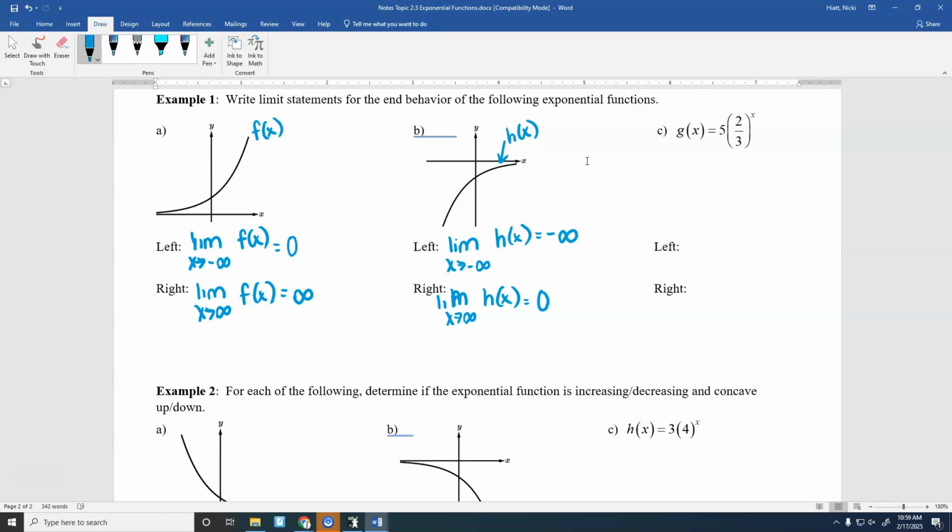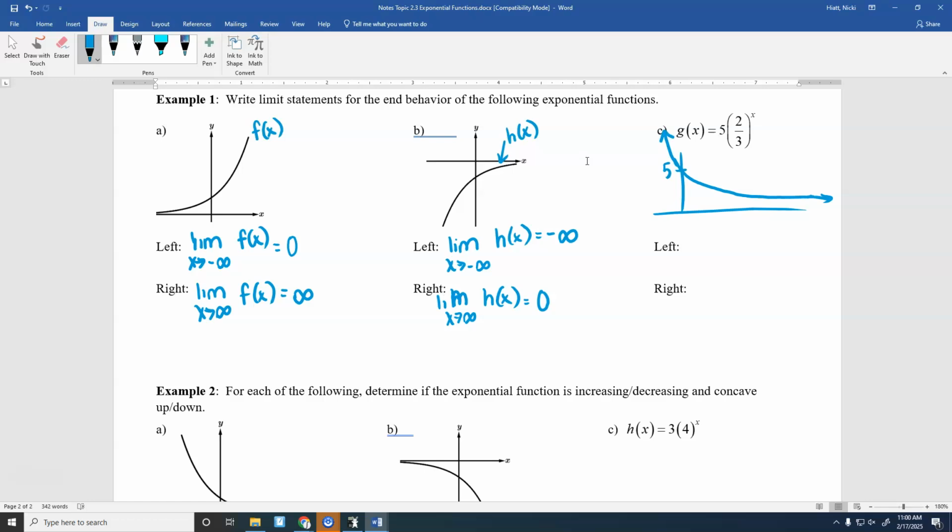Okay? C does not give us a graph. It gives us an equation. So if I think about what this graph would look like, my starting amount here is 5. Okay? And should my graph be increasing or should it be decreasing? Is this exponential growth or is it exponential decay? It is decay. How do you know, Connor? Very good. That b is less than 1. So it's going to look like this here.